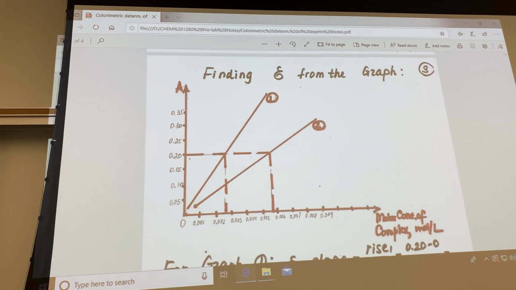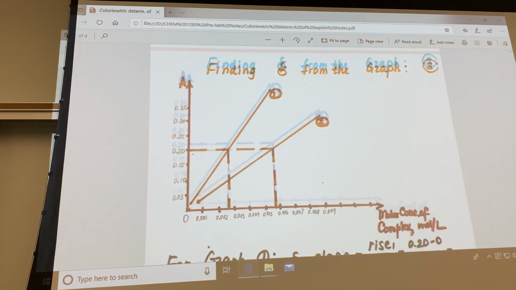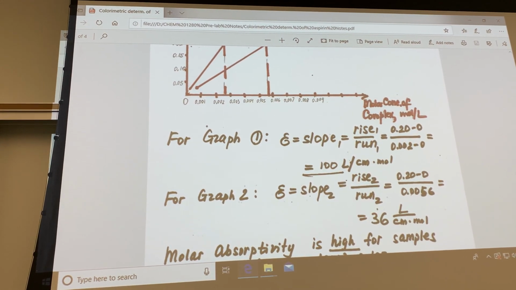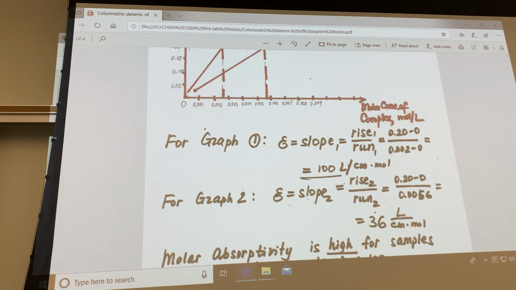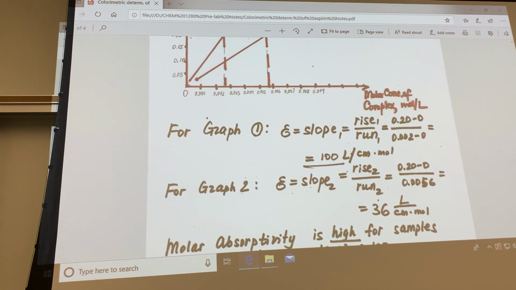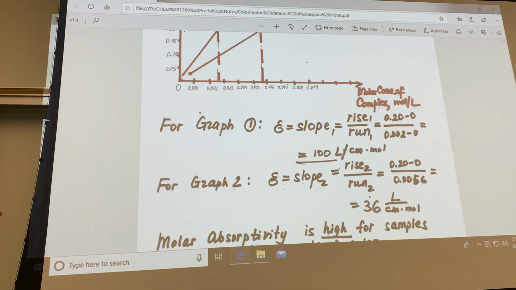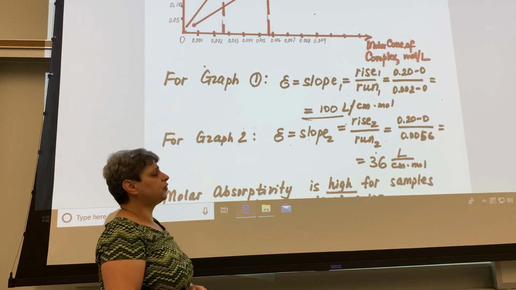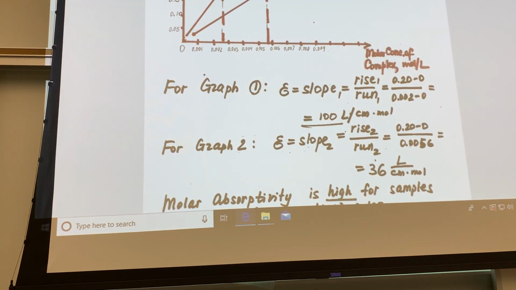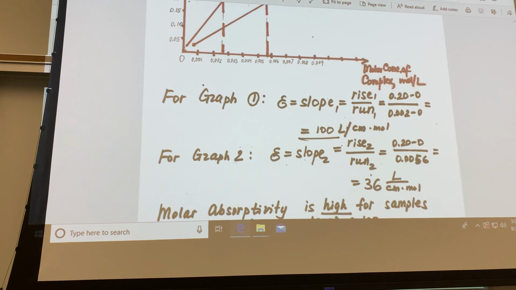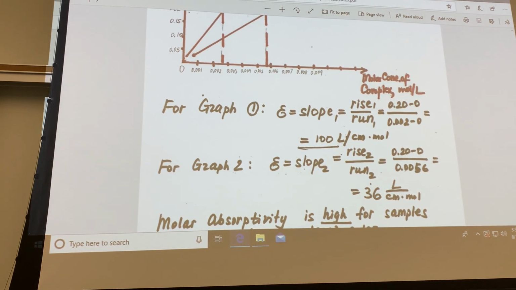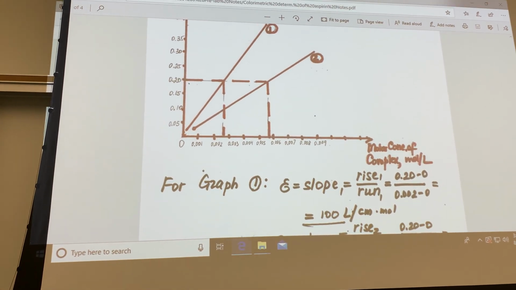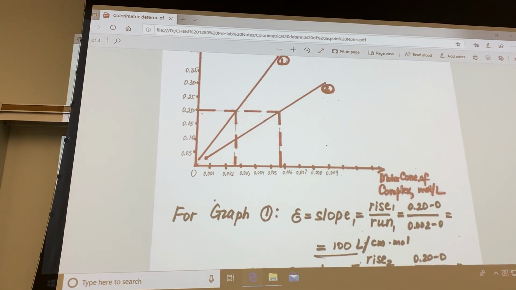What does it mean for our discussion? Well, I went ahead and showed you how slope is found. So for the lab quiz, you are expected to be able to find slope and know that slope is equal to molar absorptivity here. So if I asked you to find molar absorptivity, you would basically be finding slope. But how do you find slope? Well, you do rise over run. And I'm showing you how I did it for these two hypothetical graphs. I take rise over run for both.